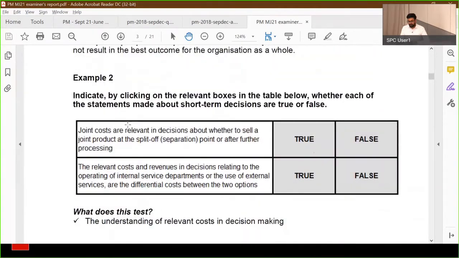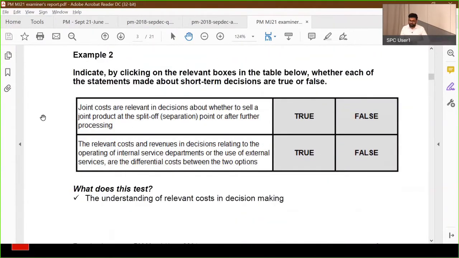Now let's look at the second example. Here we again follow the same process: read the requirement, identify the topic, recall whatever you have studied with respect to that particular topic, recall all the material, then read the statements, make a reasoning and a logic out of it, and try to relate it with the question.